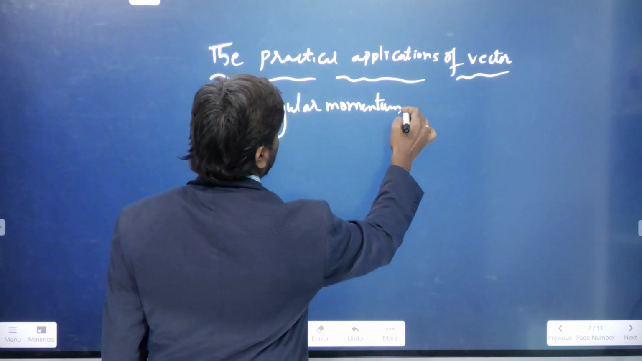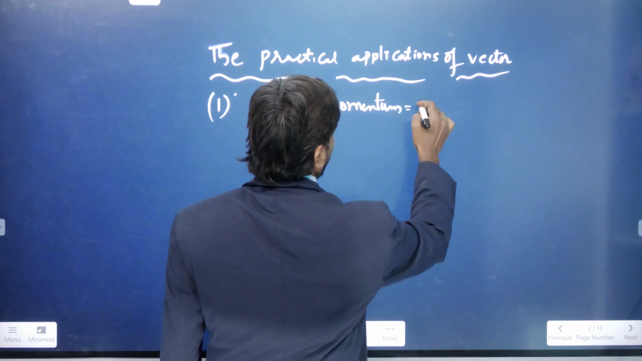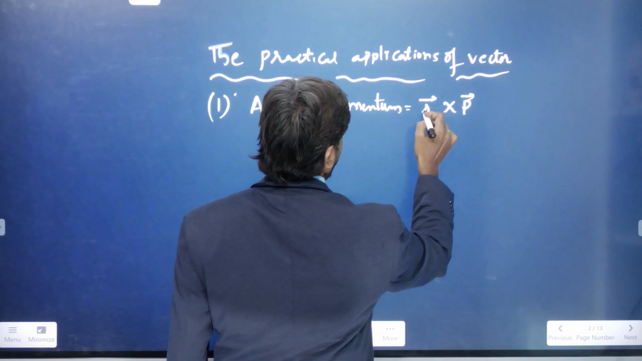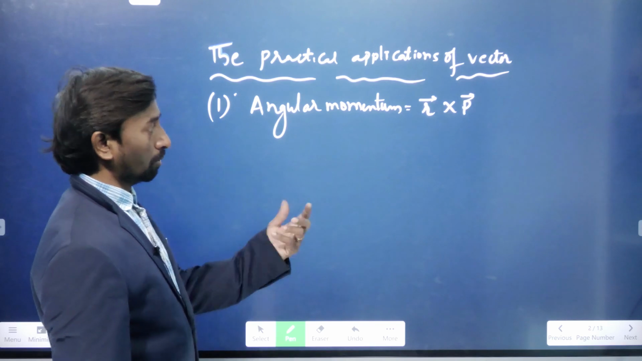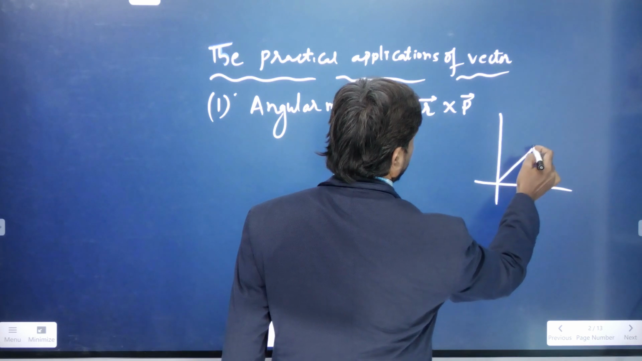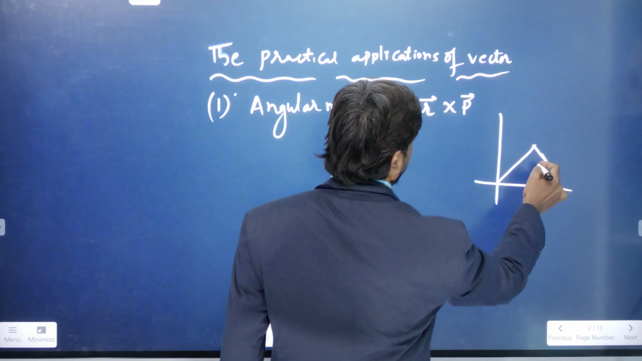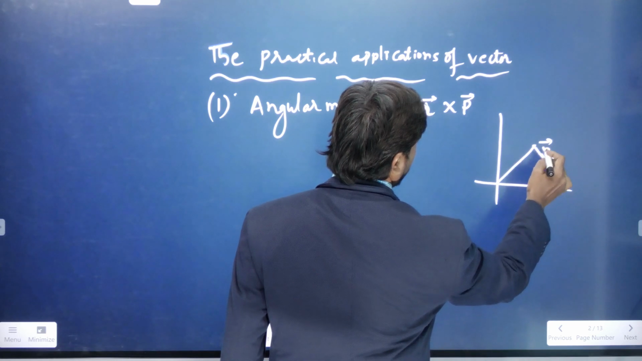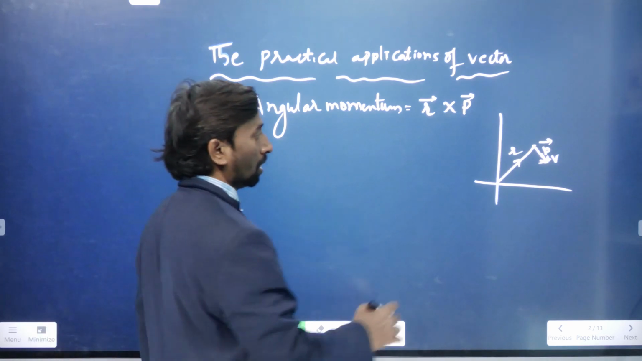Angular momentum can be written as the cross product of the perpendicular distance and the linear momentum. Okay, cross product of r. Suppose a particle is moving at a certain distance, this is the perpendicular distance, and this is the momentum of the particle along this direction. The velocity of the body may be like this, and this is the position vector, r cap.